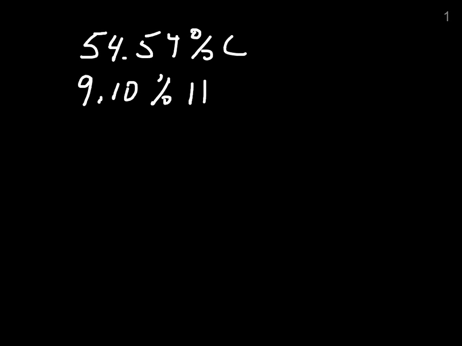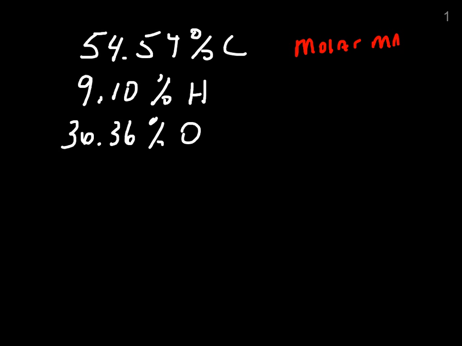So let's say you have 54.54% carbon and 9.10% hydrogen and 36.36% oxygen. And you have this extra piece of information that says the molar mass equals 88 grams per mole.